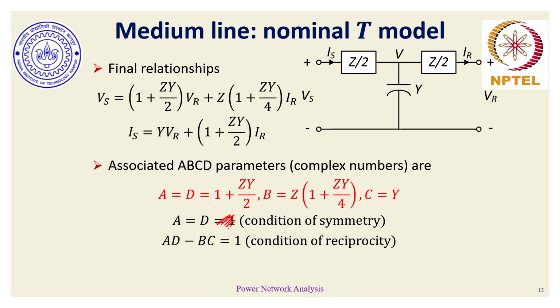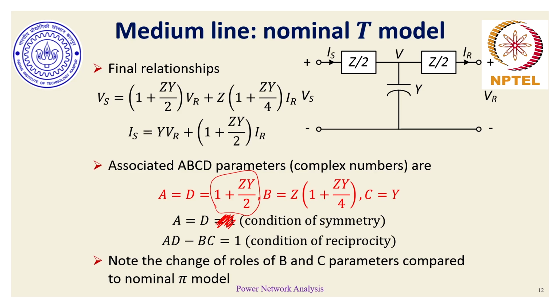Again, there's a mistake here. It is not equal to 1. It is actually A is equal to D is equal to 1 plus ZY by 2, where condition of symmetricity is still true, and B and C terms are exchanging their values in terms of nominal pi model. So the roles of B and C have now changed. Earlier, for nominal pi model, B was simply equal to Z, whereas C was equal to Y into 1 plus ZY by 2. Sorry, Z into 1 plus ZY by 4. Now here the values of B and C are interchanging with respect to nominal pi model compared to the nominal T model. And again, AD minus BC is equal to 1, which indicates that the condition of reciprocity is still true.